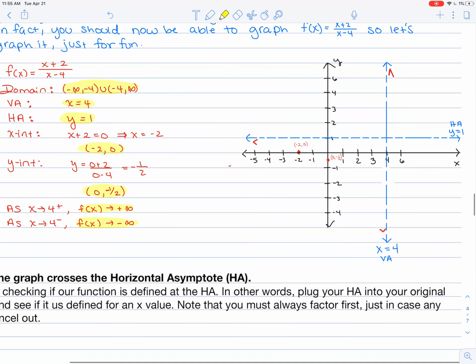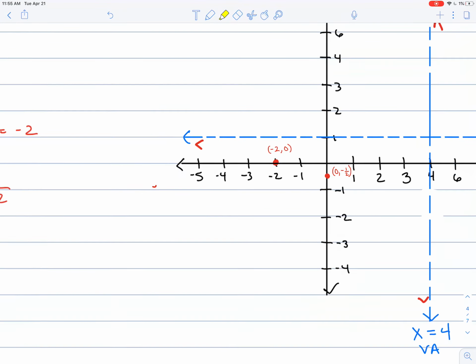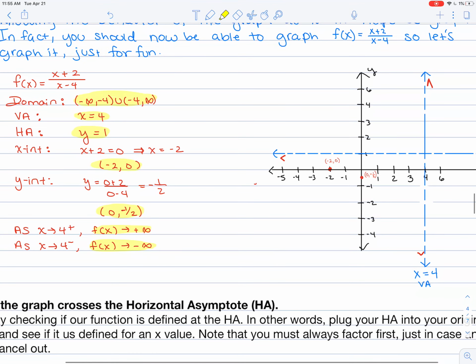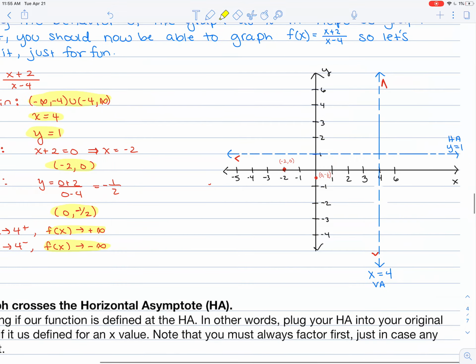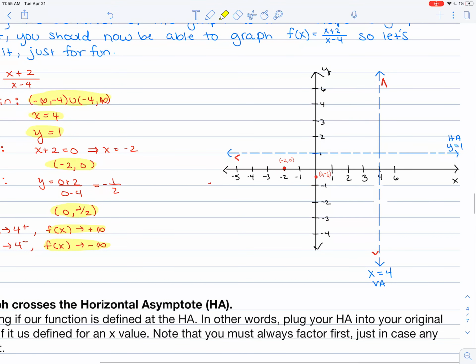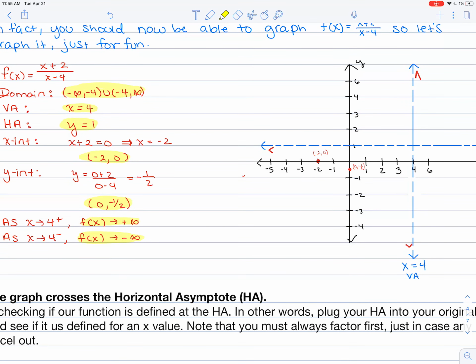So if you look on the right hand side, I already drew your intercepts. Okay, so I'm going to zoom in a little bit. So my x-intercept -2, 0, and my y-intercept 0, -1/2. Okay. I also have my vertical asymptote x equals 4 and my horizontal asymptote y equals 1. So we already did that. Okay, so how can we use the other information to finish graphing all of this graph?